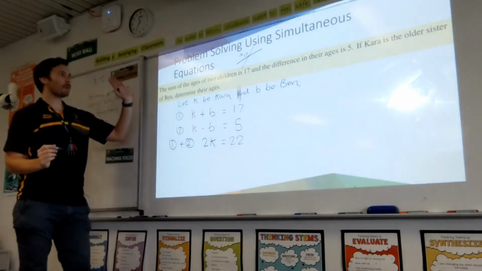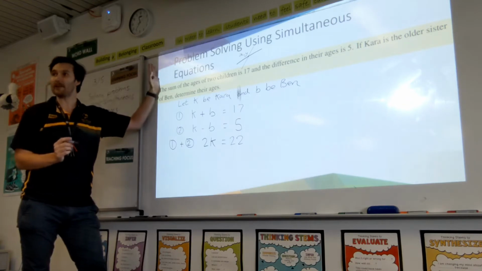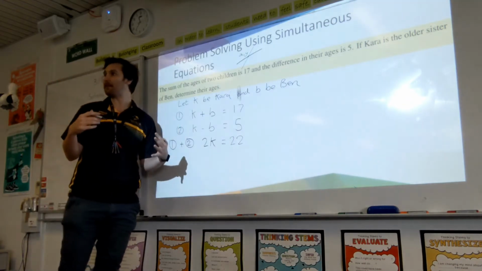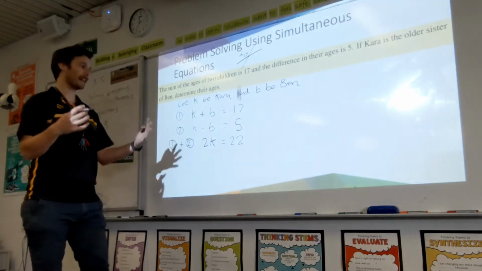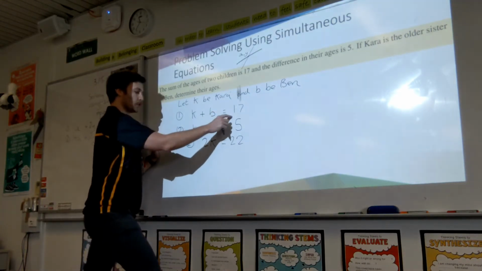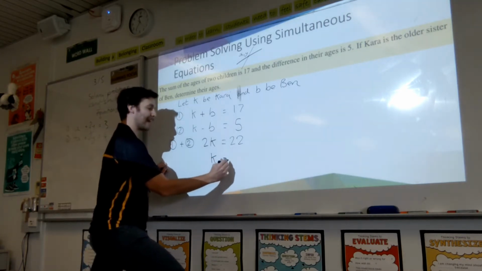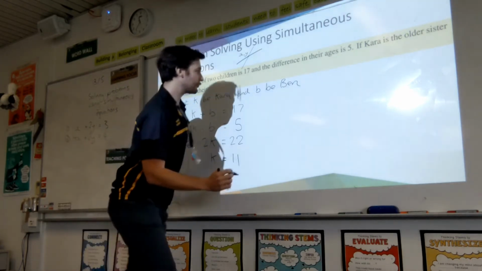So that's what we mean by solving simultaneous equations using elimination. We're trying to eliminate one of the variables that's given, trying to get rid of it. So now we've got 2 lots of k is equal to 22. I can now solve that, divide both sides by 2, gives me k is equal to 11.